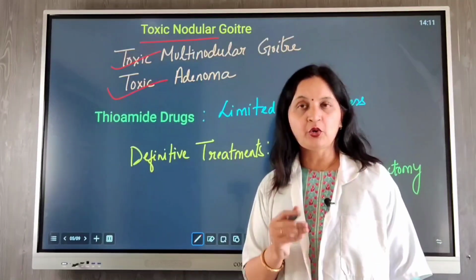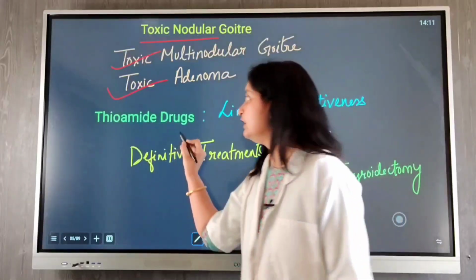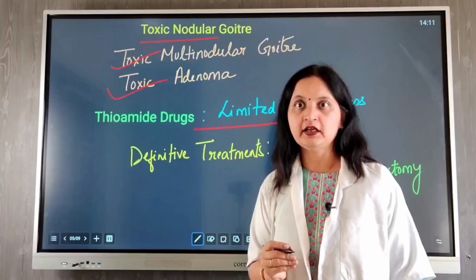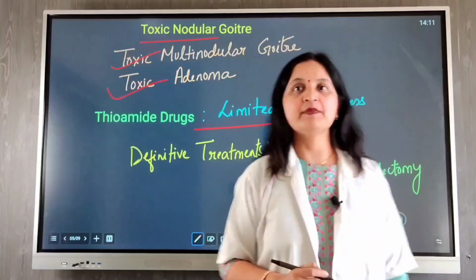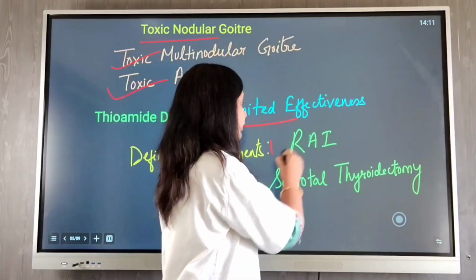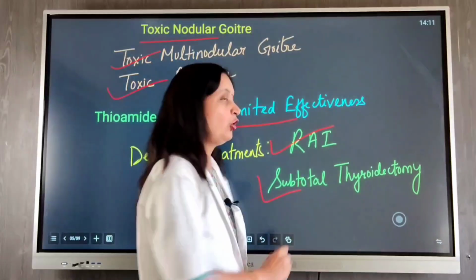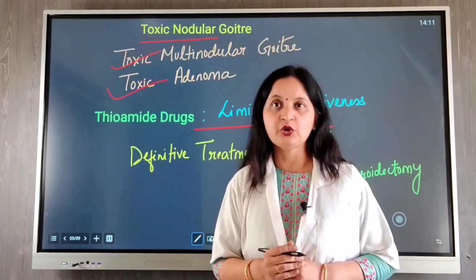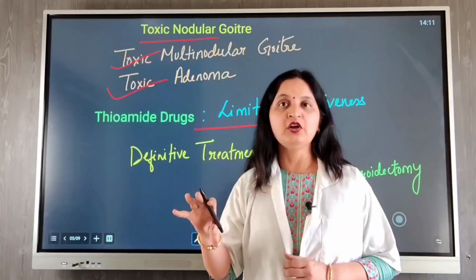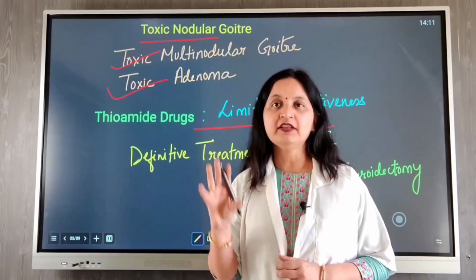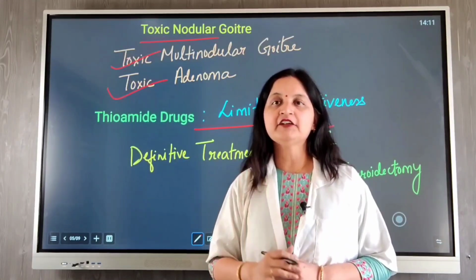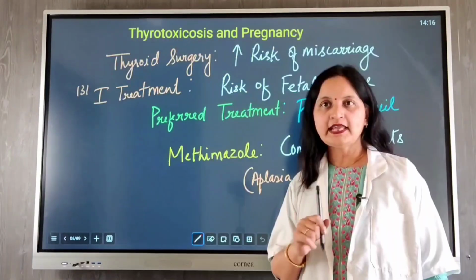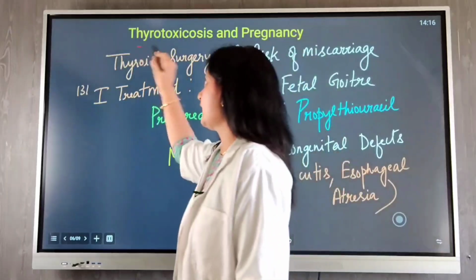Now when it comes to the role of thioamides, they have limited effectiveness in the management of toxic nodular goiter, and the definitive treatments in this condition is radioactive iodine treatment and subtotal thyroidectomy. Thioamides are less effective in toxic nodular goiter compared to its role in Graves' disease. They have limited effectiveness, and definitive treatments are radioactive iodine treatment and surgery. Now the next indication is thyrotoxicosis and pregnancy.